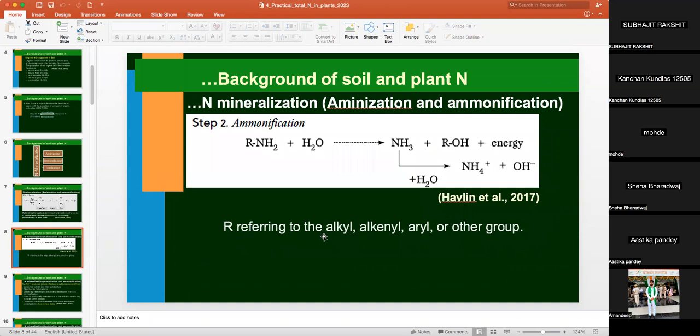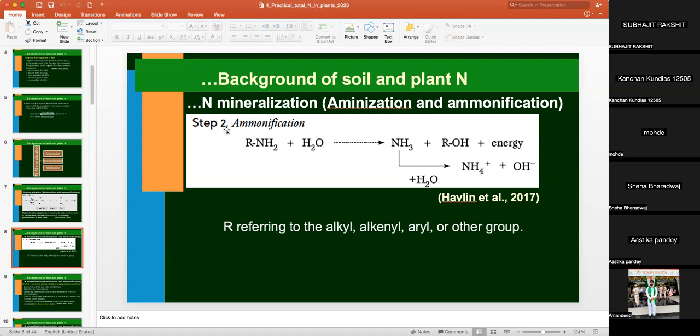Now see, R refers to alkyl, alkenyl, aryl or other groups. Now see ammonification, this is shown for amines. So getting water, microbes are there, and this is converted into ammonia. And then with water, it is hydrolyzed, forming ammonium ions and hydroxyl ions.